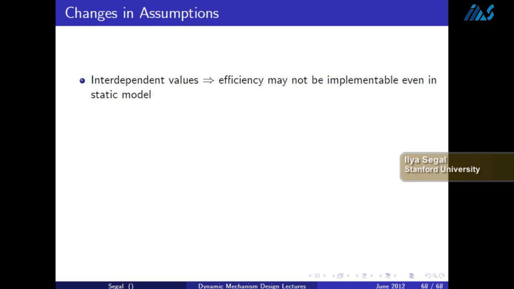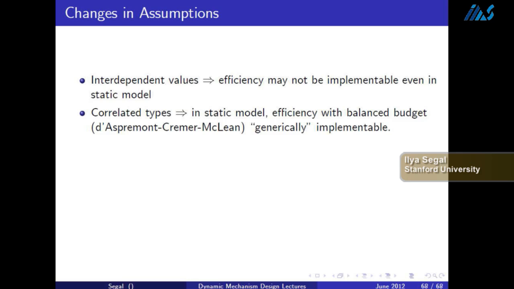Okay, so I want to say a little bit about what happens under different assumptions. So we talked about interdependent values already, and even in the static model, it doesn't always allow to implement efficiency. But if you can implement efficiency, then you can do budget balancing still the same way. Now with correlated types, just because you have correlated types, it doesn't mean that you cannot implement efficiency with balanced budget. Actually, generically you can.